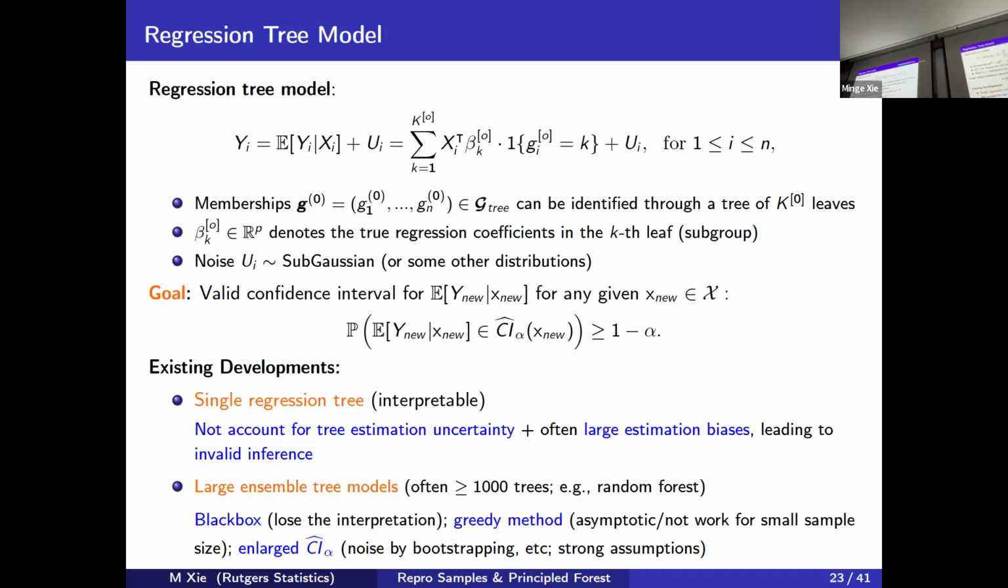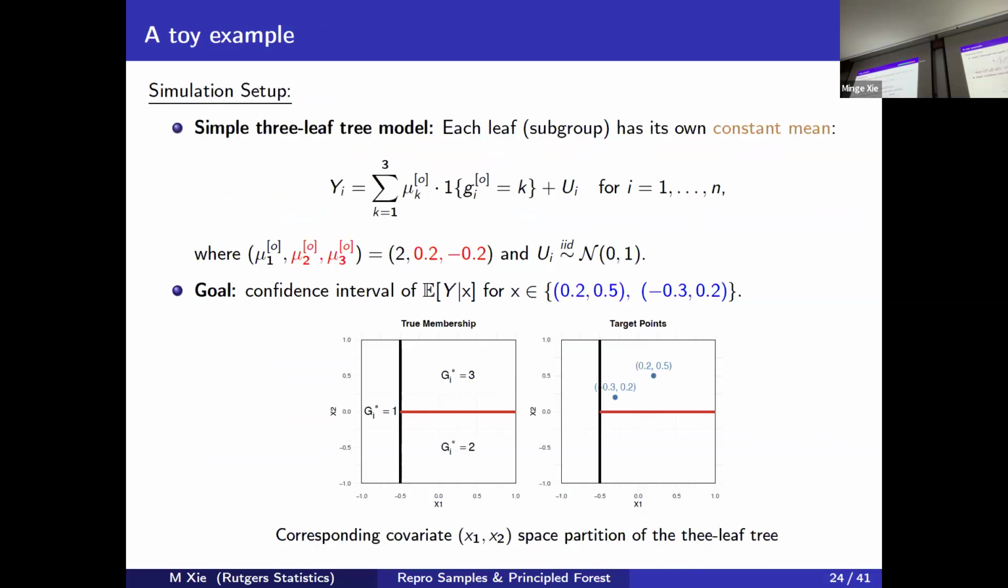Of course, the existing method is the single tree. A single tree is interpretable, with a very nice interpretation, but it does not account for the uncertainty of tree estimation. You can do post-selection inference, but that is a little bit different. A tree often has larger bias, leading to invalid inference. Ensemble methods are what people have been using now. The nice thing is you have a consistent estimator, but it becomes a black box because of 1,000 trees, and you don't know how to explain them. Second, you need asymptotically huge sample sizes to make it work, and the confidence intervals are enlarged. Part of the reason, we think, is that bootstrap resampling introduces artificial randomness that is not controlled, so you need a strong assumption.